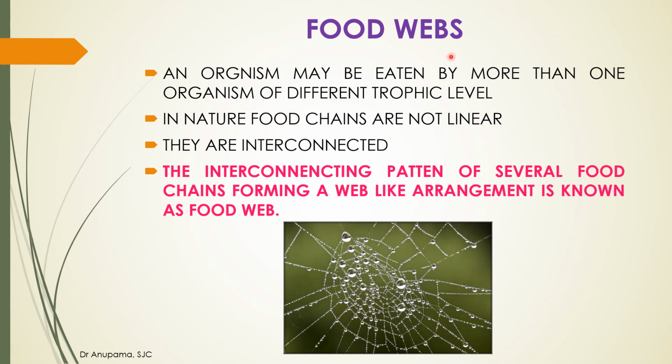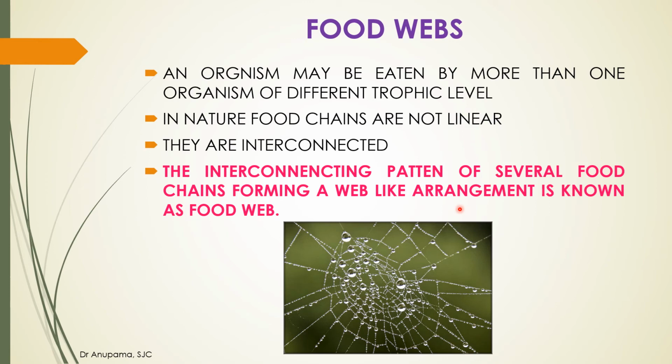We have one more term called the food web. Previously we have seen the food chain, which is a simple representation of the various organisms, how they are being eaten and what is eating them. But actually, one organism may be eaten by more than one other organism. So one organism of one food chain can occupy a different trophic level in another food chain. Here you can see that food chains are not so linear, and each of the food chains can be interconnected. The interconnecting patterns of several food chains form what is known as a food web.